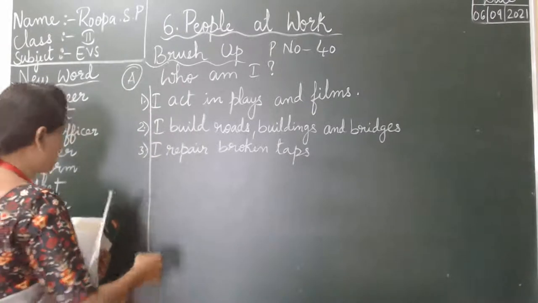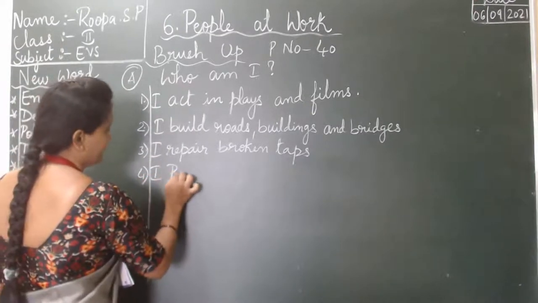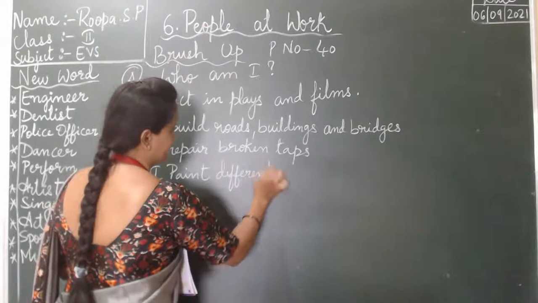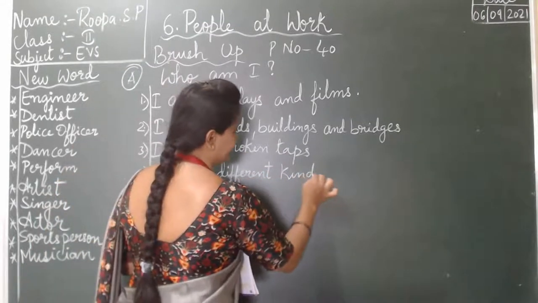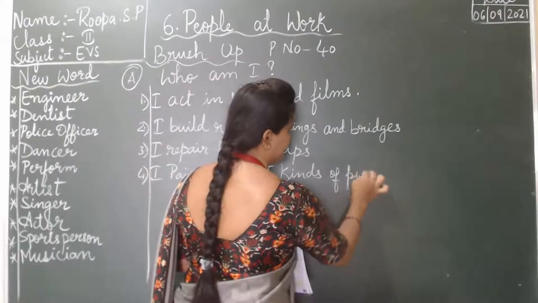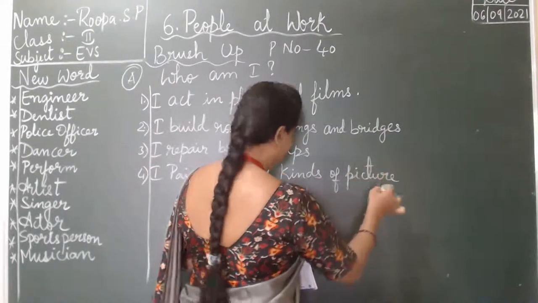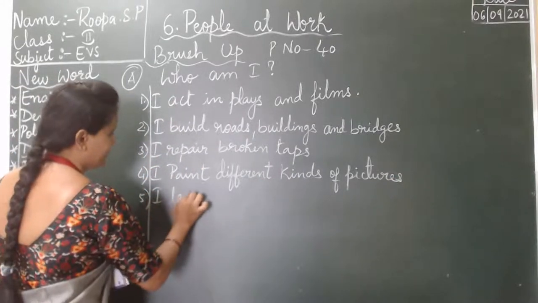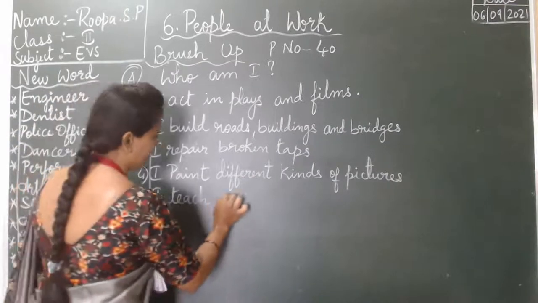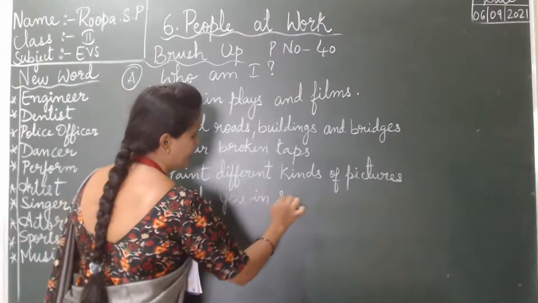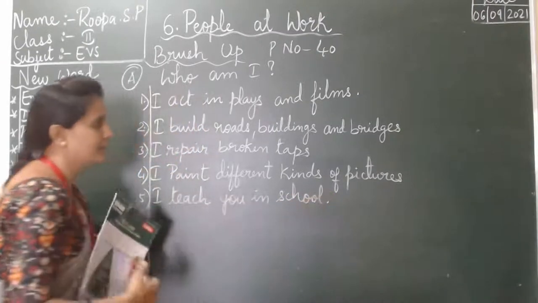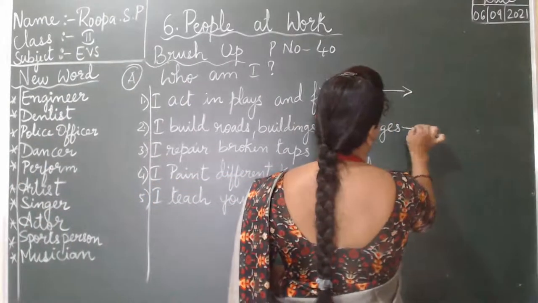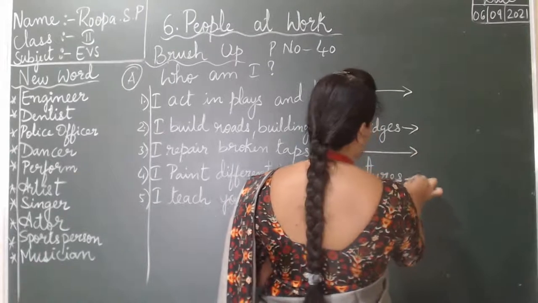I paint different kinds of pictures. I teach you in school. Now these are the people they have given clues for. Now what you have to do? You have to name that person who does that work.